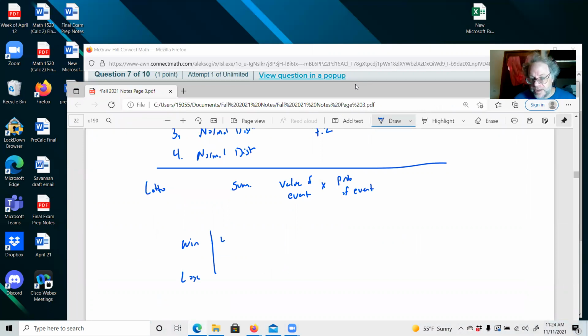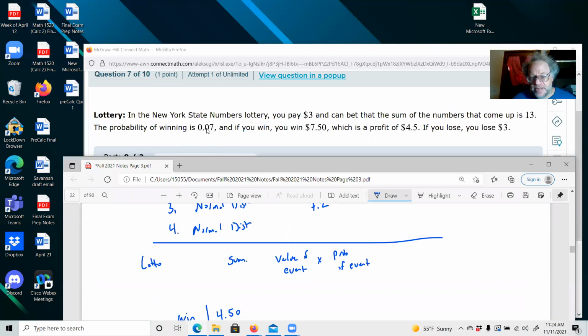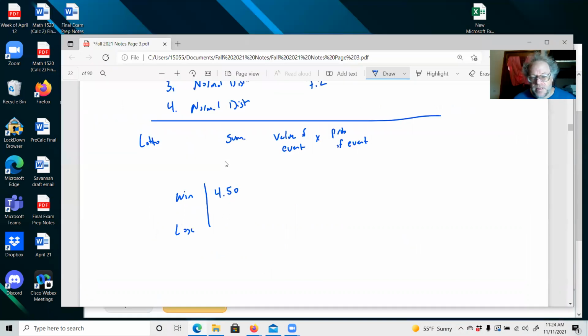So we're going to win $4.50. Okay, what's the probability of that happening? If we win, it's 0.07. Hooray! Okay, so here's our X. Here's our P of X. Some people like to do these horizontally, some people like to do them vertically. That's all okay. And if we lose, what is our profit?